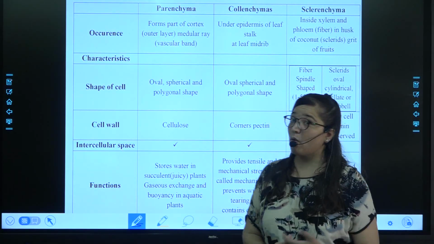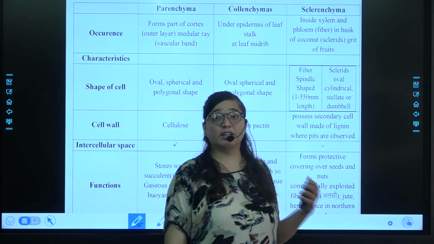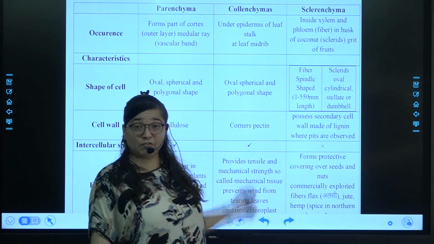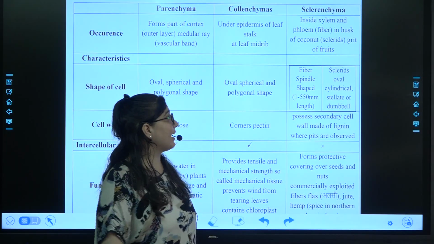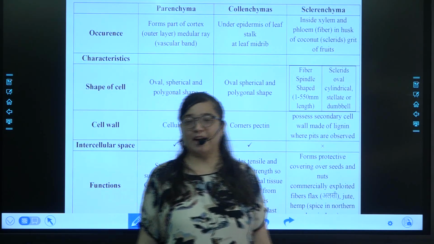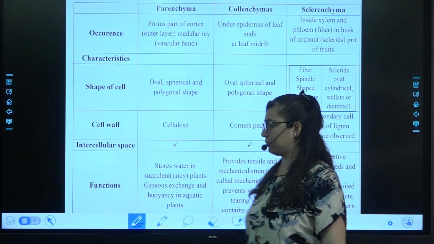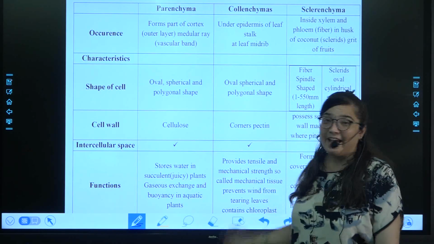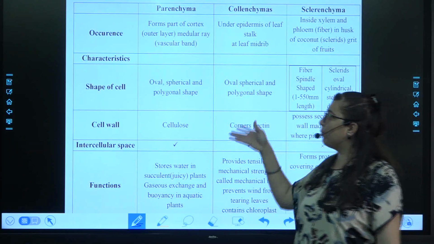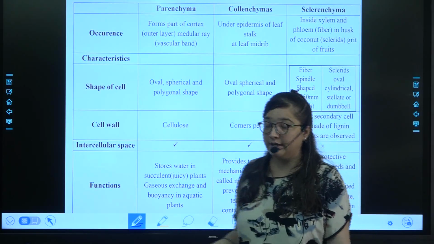Coming to sclerenchyma, where are they present? They are present in the husk of coconut, and that is in the form of fiber, and sclerites. When they are in the form of sclerites, they are present in the grit, that is the thodia of the fruits. Coming to the characteristics, the basic shape is oval, spherical or polygonal.